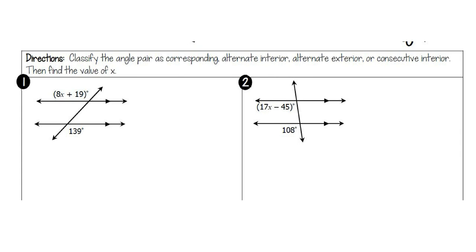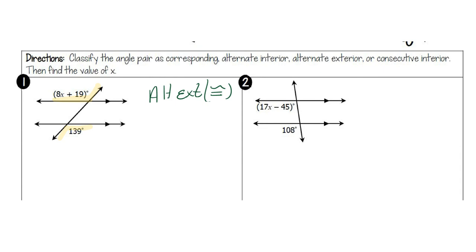Okay, now looking at this. We need to classify the angle pairs as corresponding, alternate interior, alternate exterior, or consecutive interior, and then find the value for x. So let's look at these two angles. I have an angle here and I have an angle here. Those two, how would we classify them? Okay, so they are alternate exterior, and they are congruent, so they have the exact same measurement.